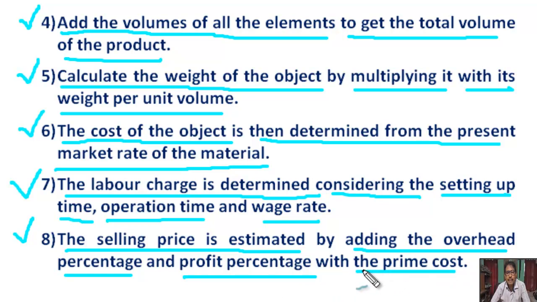We add other expenses, that means indirect material, indirect labor, advertisement cost, rent of room, salesperson's salary. Then we add the profit percentage. Finally, we get the selling price. Okay.